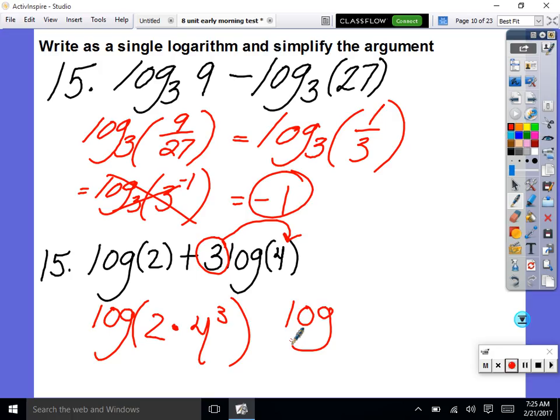Anybody have their calculator out? I don't have mine out, no? You did that in your head? 4 cubed is 64, and then 64 times 2. Oh yeah, good job. You're right.